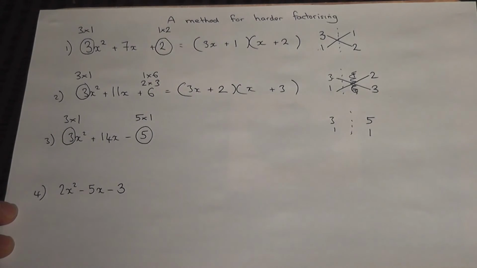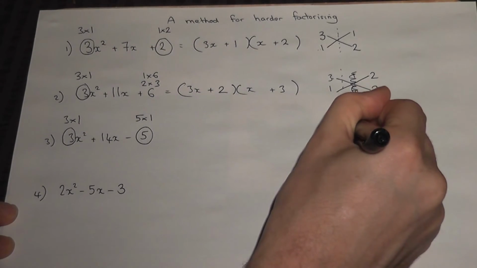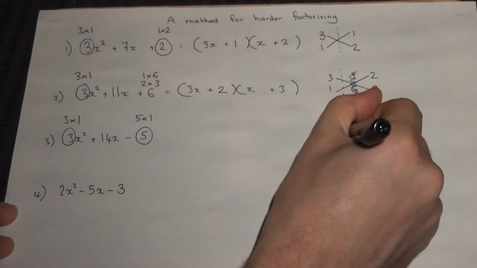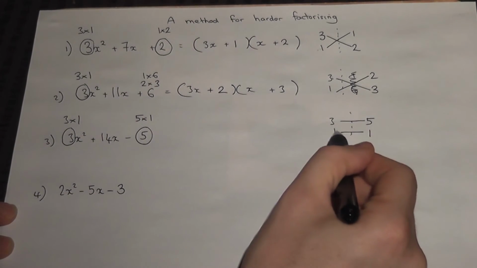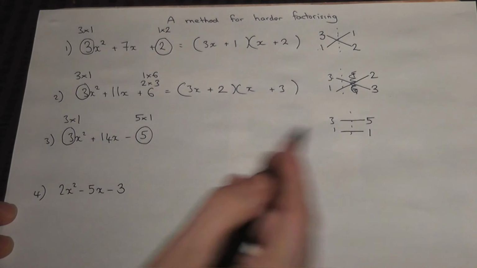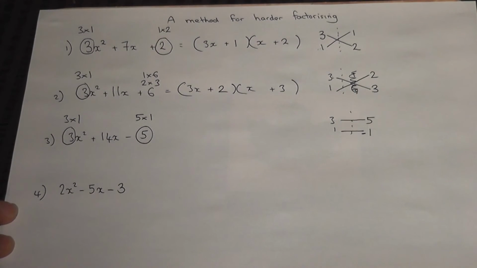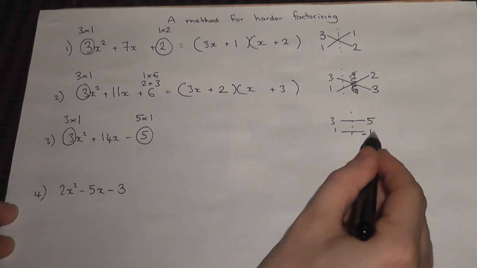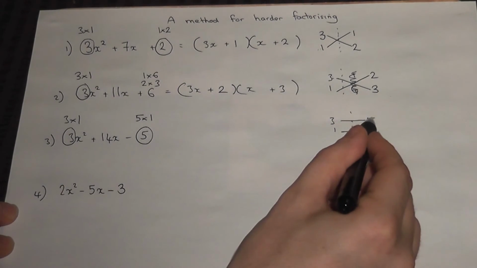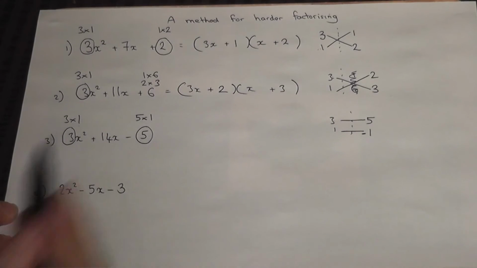Now watch this. If I do 3 times 5 and 1 times 1, I get a 15 and a 1, but 15 take away 1 is 14. So if I put a negative here, I get 15, take away 1 is 14, and 5 times negative 1 is negative 5.